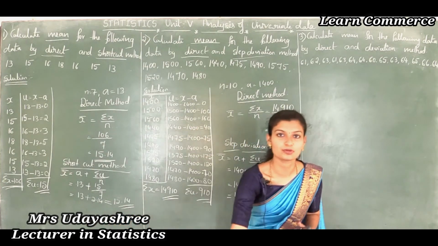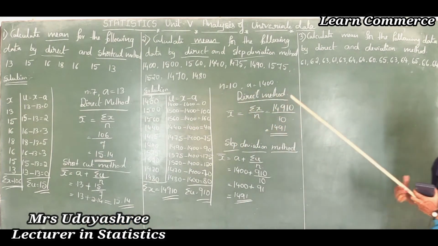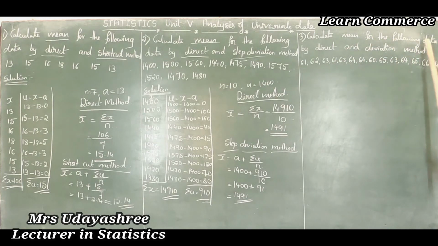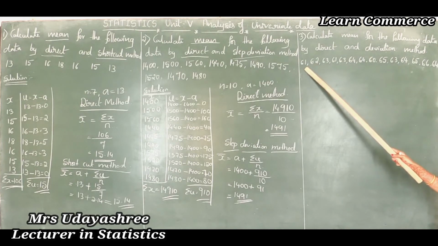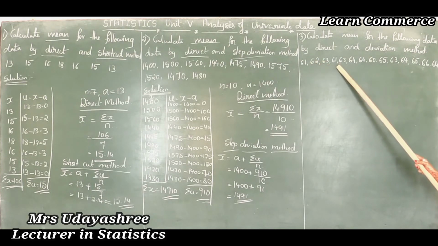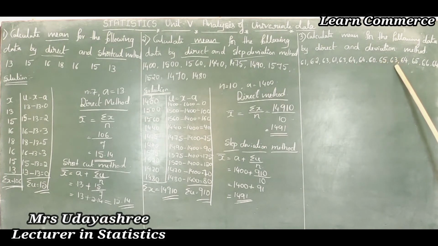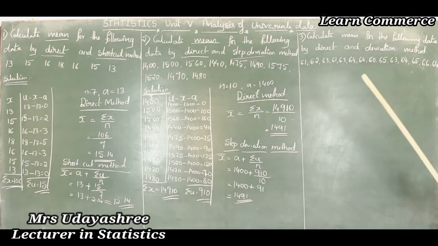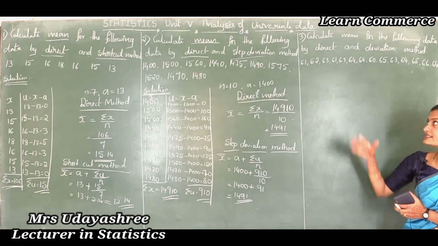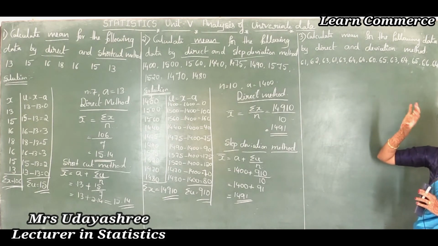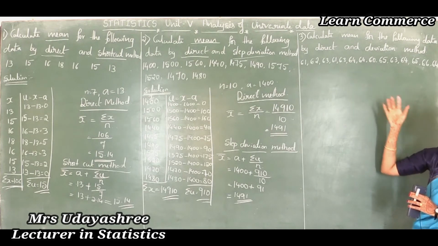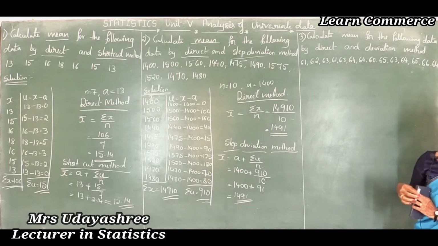Okay, next move to problem number 3. Problem number 3 is: calculate mean for the following data by direct and deviation method. The given observations are 61, 62, 63, 61, 63, 64, 64, 60, 65, 63, 64, 65, 66 and 64. So these are the given information. Only one set of observations is given, in the sense these are x observations, so this is ungrouped data.